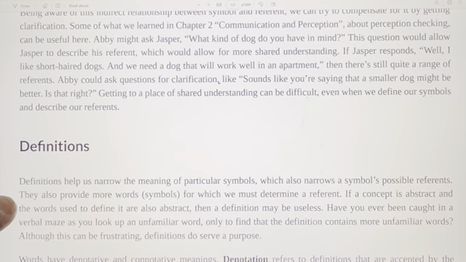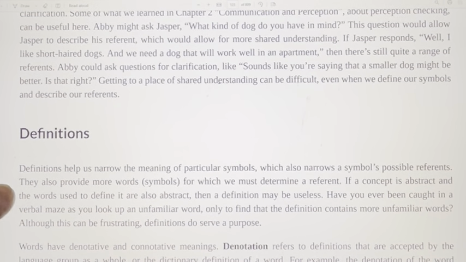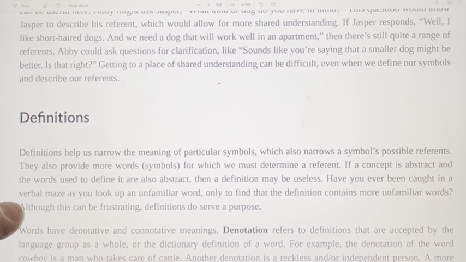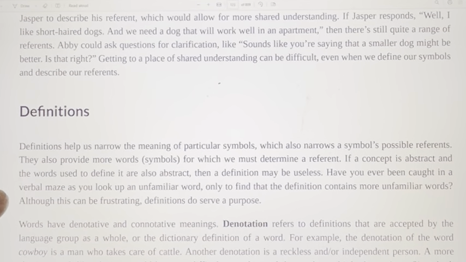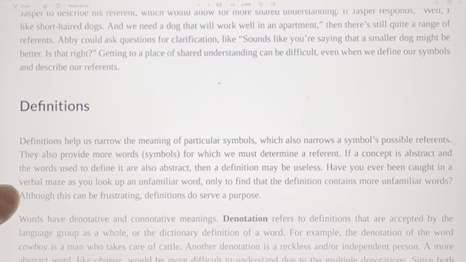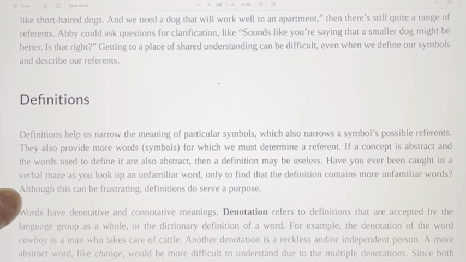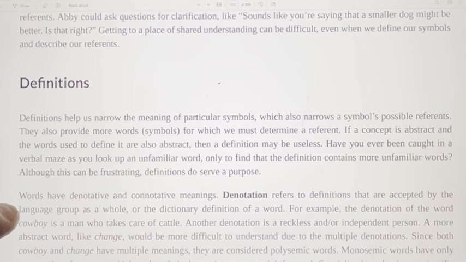Abby might ask Jasper, what kind of dog do you have in mind? This question would allow Jasper to describe his referent, which would allow for more shared understanding. If Jasper responds, well, I like short-haired dogs, and we need a dog that will work well in an apartment, then there's still quite a range of reference. Abby could ask questions for clarification like, sounds like you're saying that a smaller dog might be better. Is that right? Getting to a place of shared understanding can be difficult, even when we define our symbols and describe our reference.